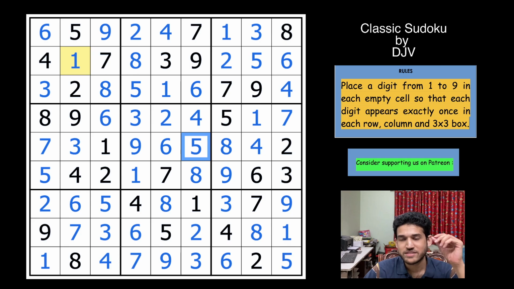The main thing was seeing the skyscraper logic. I didn't think that it was too hard, although it had that advanced logic of skyscraper in rows 1 and 7.